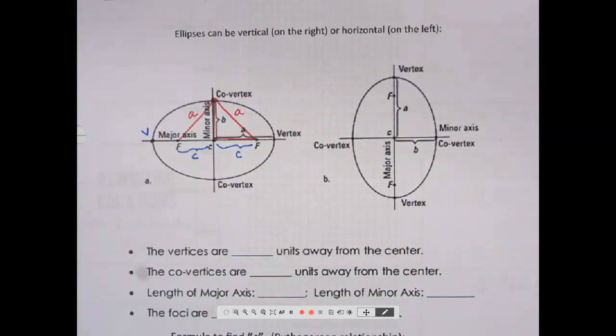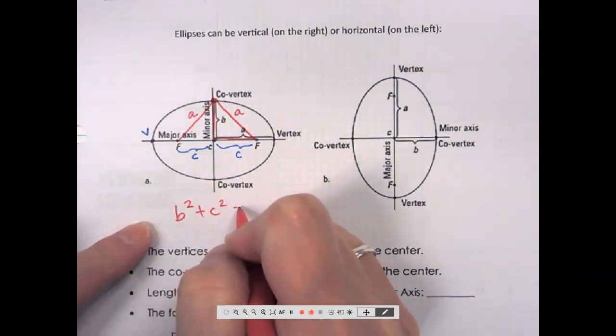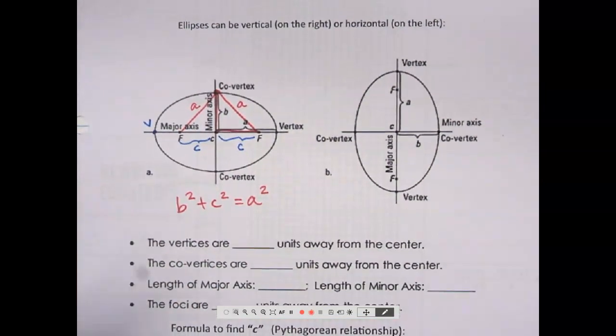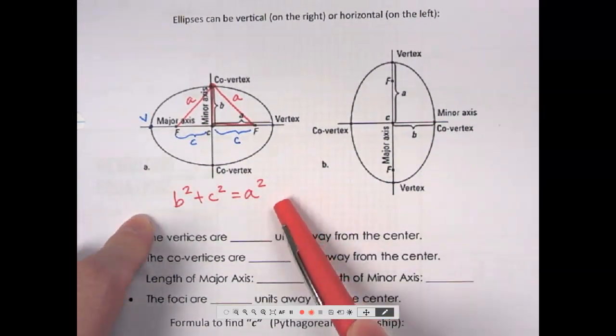Look at that right triangle and let's set up the Pythagorean theorem. I would have B squared plus C squared equals A squared. Oh, Lordy, that defies everything we've ever written. But considering what we're calling A, B, and C, that's our Pythagorean theorem right there. So it's called the Pythagorean relation of an ellipse. If you know B and C and you need to find A, we use this. If you know A and C and need to find B, we use this.